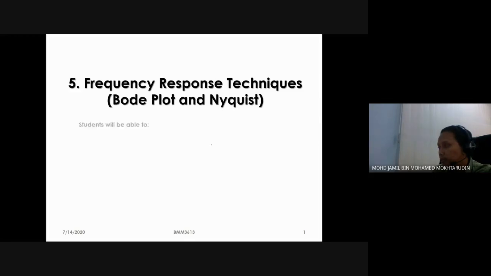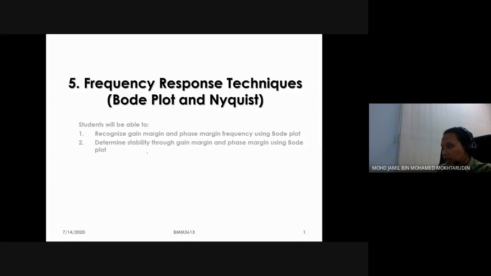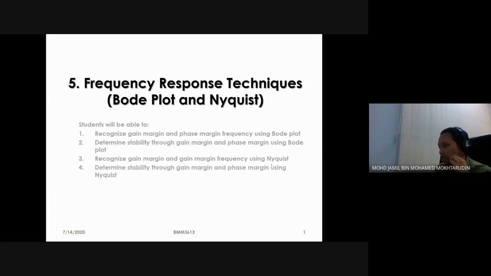Okay, so in this topic, students will be able to recognize the gain margin and phase margin frequency using the Bode plot, and determine the stability through gain margin and phase margin using the Bode plot. And then tomorrow, we will go through the same thing but using Nyquist in determining stability.